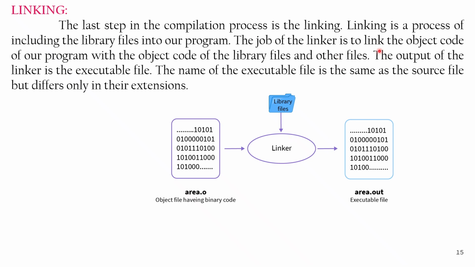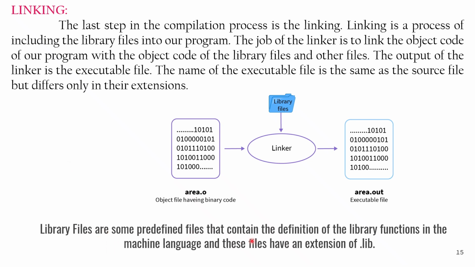The job of a linker is to link the object code of our program with the object code of the library files and other files. The output of the linker is the executable file. The name of the executable file is the same as the source file but differs only in the extension. That is, whether we are executing our program on Windows or on Unix, the executable file's extension will be different.